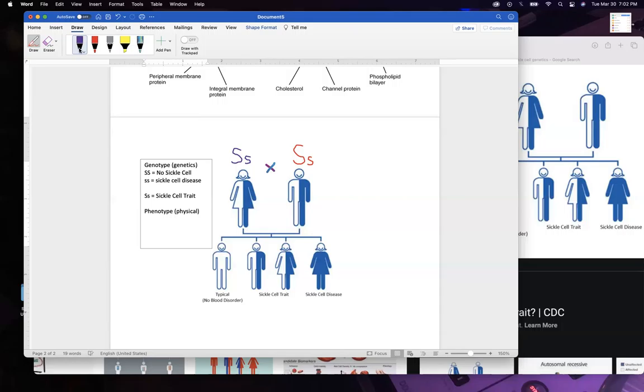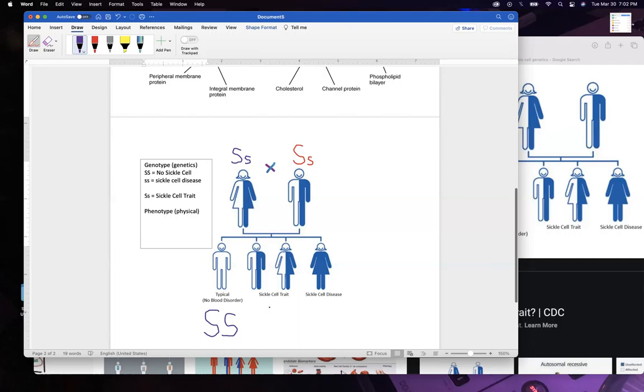Now, they fell in love, got married, had a bunch of kids. What are the odds? Well, if I get one capital S from mommy and one capital S from daddy, 25% will be capital S, capital S. The genotype would be homozygous dominant because the capital is dominant. Homo meaning the same. Homozygous dominant, no blood disorder.